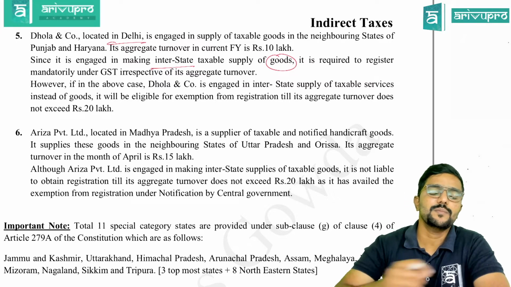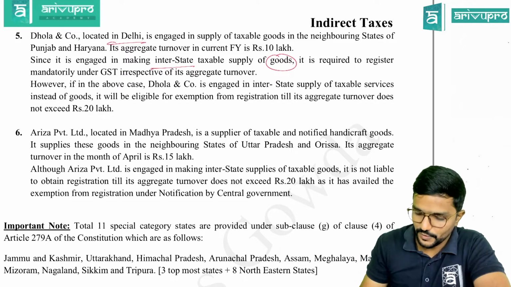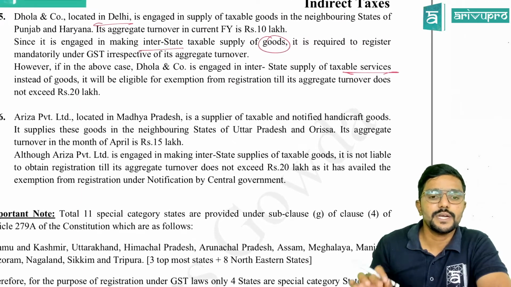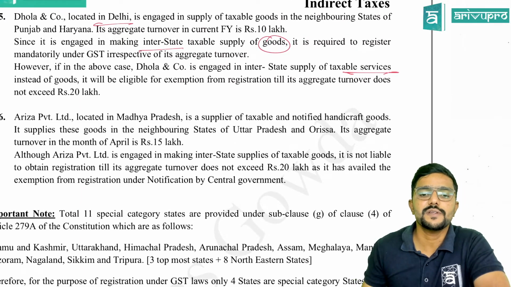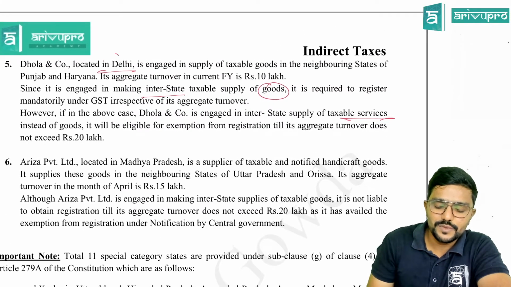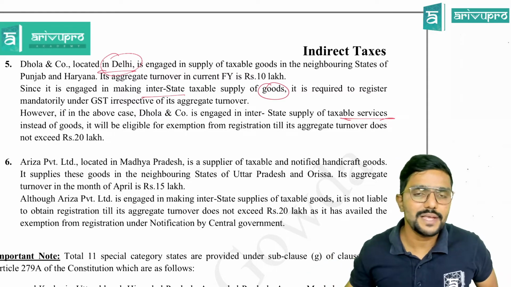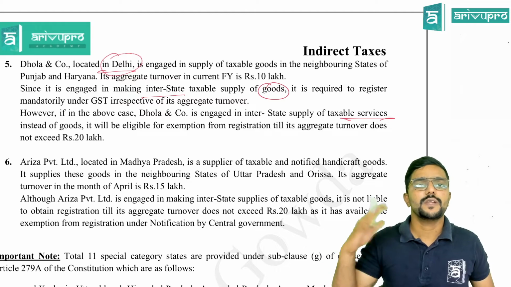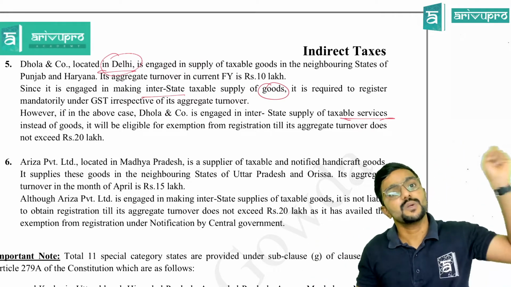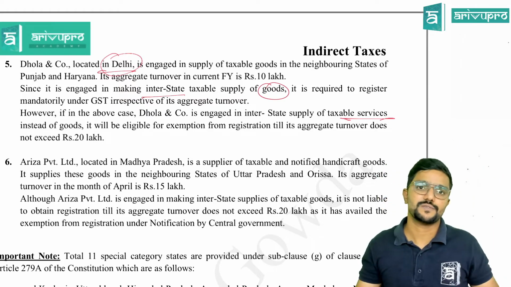However, if in the above case, Dola and company is engaged in interstate supply of taxable services. Okay. What if they were providing services instead of goods? It will be eligible for exemption from registration till its aggregate turnover does not exceed 20 lakh. Because they are from Delhi, a normal state, what is the threshold limit applicable? 20 lakh. And they are supplying services outside the state. No problem. If their turnover is within 20 lakh, they need not get registered. This is an exception given under section 23 for the interstate supplier of services.